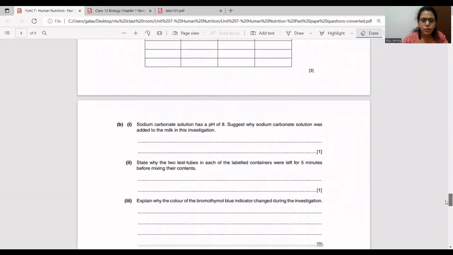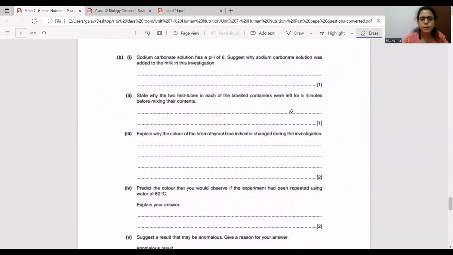Next question is, sodium carbonate solution has a pH of 8. Suggest why sodium carbonate solution was added to the milk. Okay, now we already know that lipase is an enzyme which works best in alkaline condition. So you can simply write down, as this question is for 1 mark, sodium carbonate solution provides the optimum pH for the faster or better working of the lipase enzyme, as lipase enzyme works best in alkaline condition.